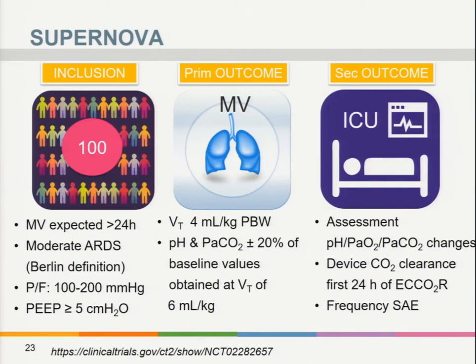Secondary outcome measures are the frequency of adverse events, the clearance of the CO2 during the first 24 hours, and the assessment of pH, PaO2, and PaCO2.